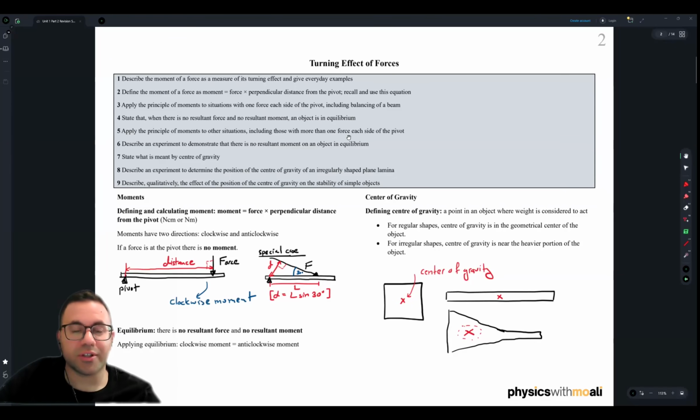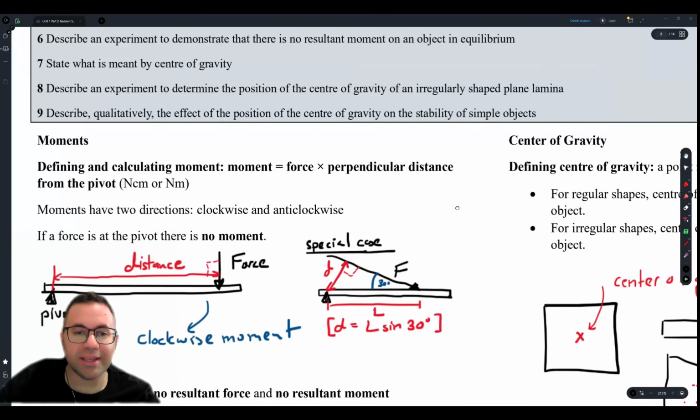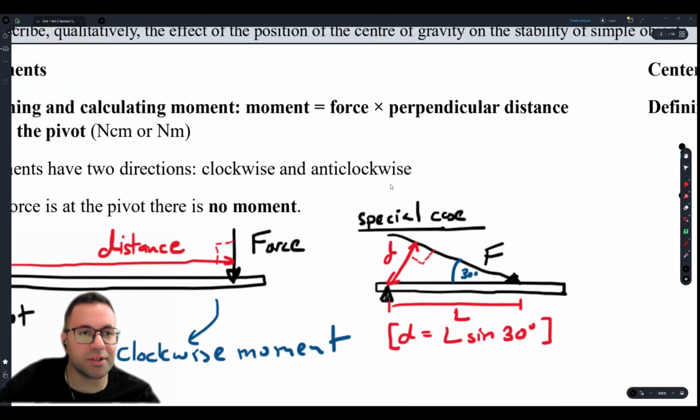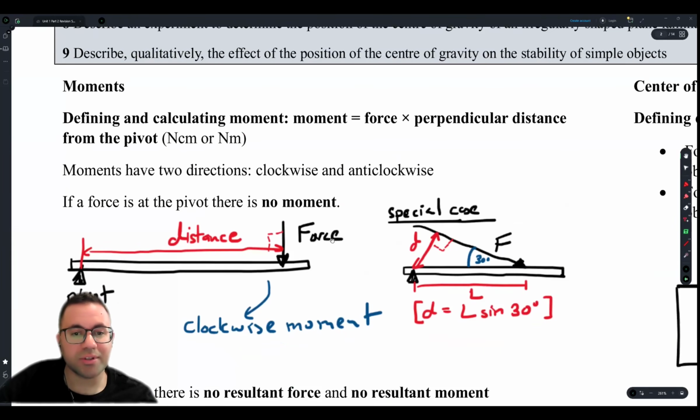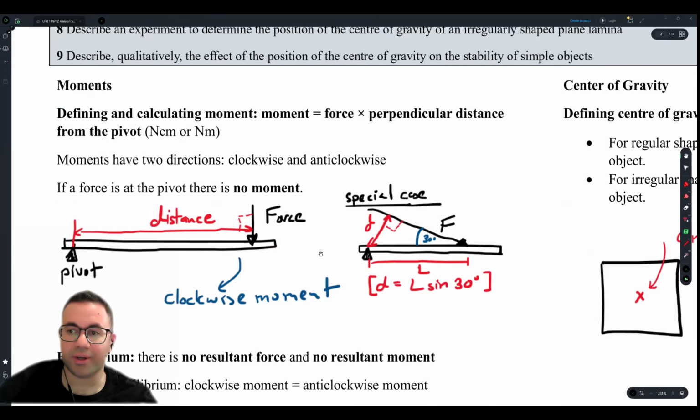So let's talk about the turning effect of a force, what we call a moment. So the question is, what is a moment? Moment is defined as the turning effect of a force, meaning when you apply a force, an object can rotate. Now, this is different from circular motion. It's not the same thing as circular motion. So when you apply a force on something, it turns. Now, objects can either rotate clockwise or anti-clockwise. So clockwise is this way, anti-clockwise is this way.